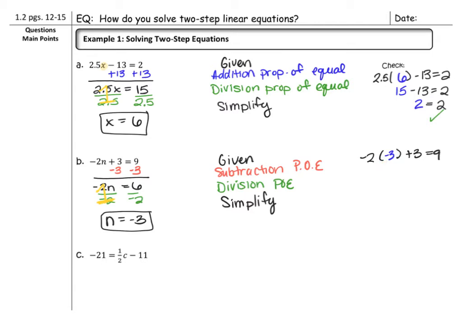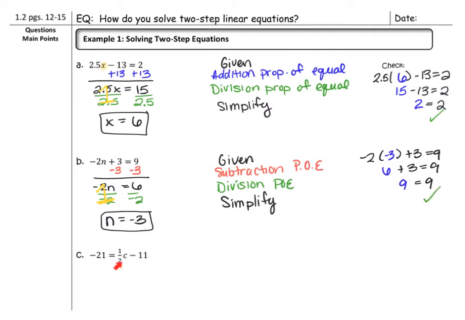Let's go ahead and check it on the right-hand side. So negative 2 times negative 3, a negative times a negative is a positive, so that's going to be 6 plus 3 equals 9, and then 6 plus 3 is 9, and we have 9 is equal to 9, so I know my answer checks and is correct.